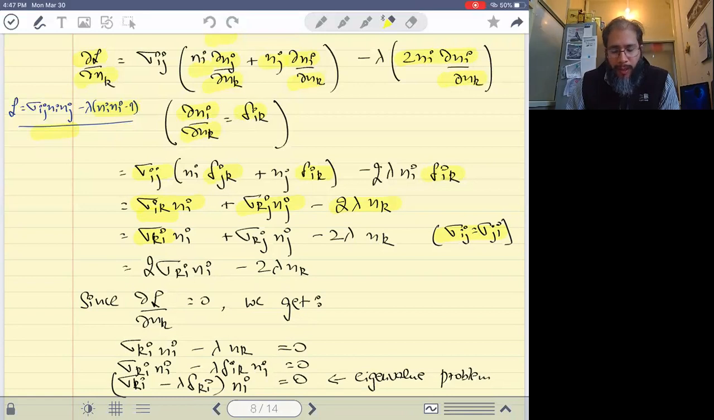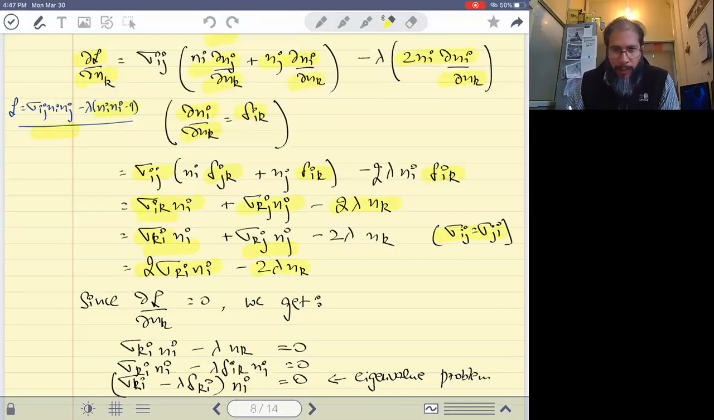So next, what we see is that sigma ki ni and sigma kj nj are both equal, because i and j are dummy variables. So if I replace the j term with the i term, then I get sigma ki ni twice. So I get twice sigma ki ni, and the second term is the same, it's twice lambda nk with a negative sign. Okay, so that's the general derivative of L with respect to n.